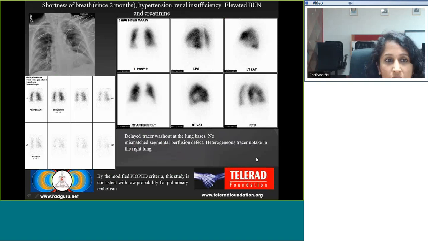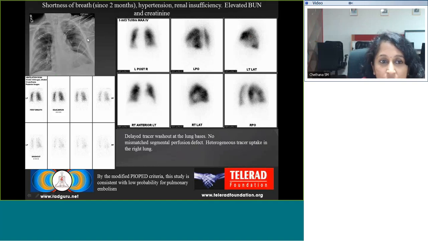This patient came with a history of shortness of breath since 2 months, hypertension, renal insufficiency, elevated BUN and creatinine. The main indication for the nuclear medicine scan, that is VQ scan, in this patient was elevated BUN and creatinine. This is the chest radiograph of the same patient, ventilation images and perfusion images.